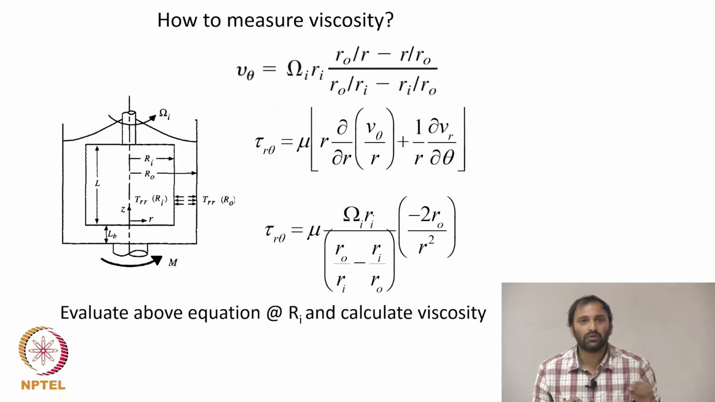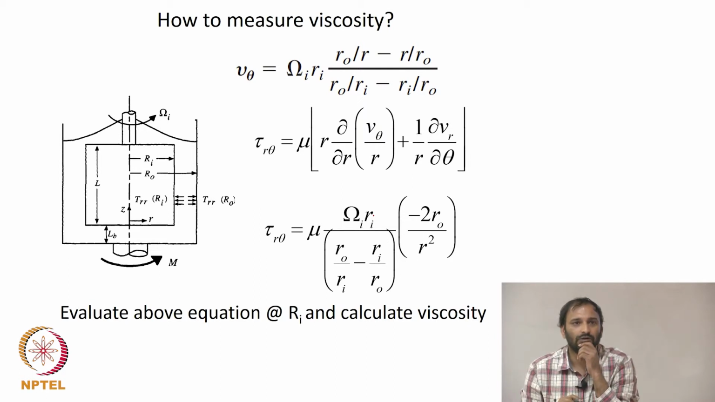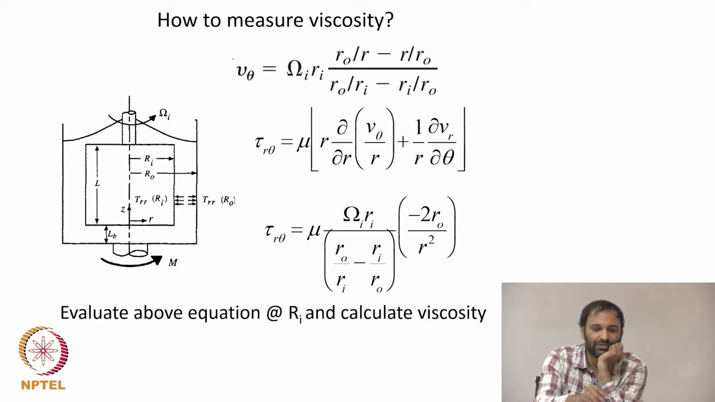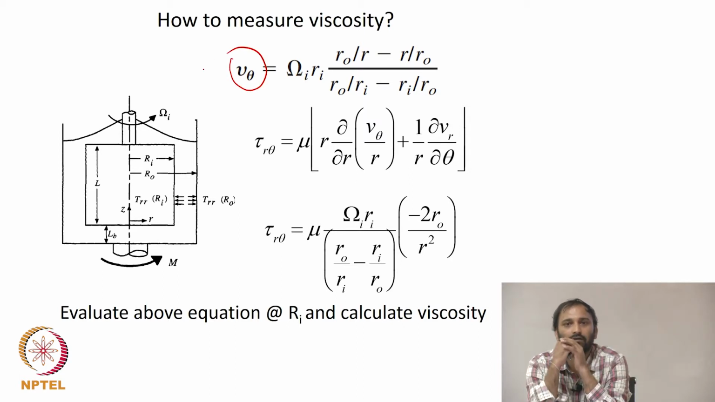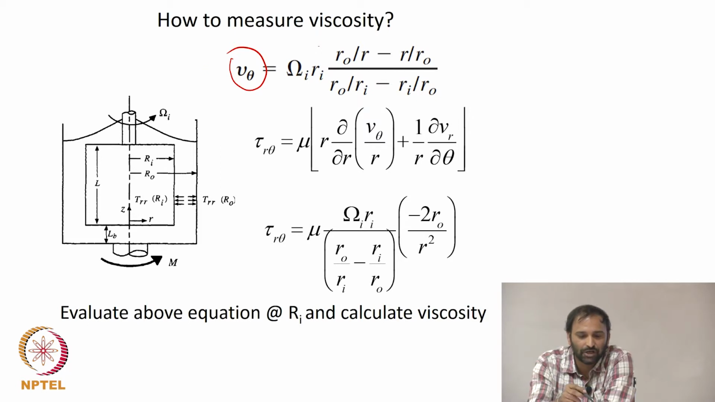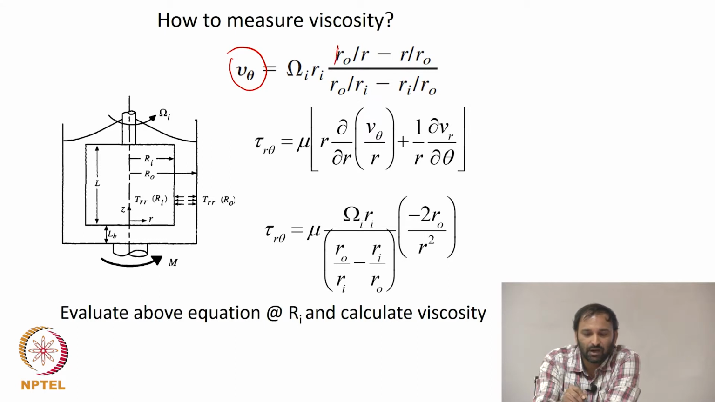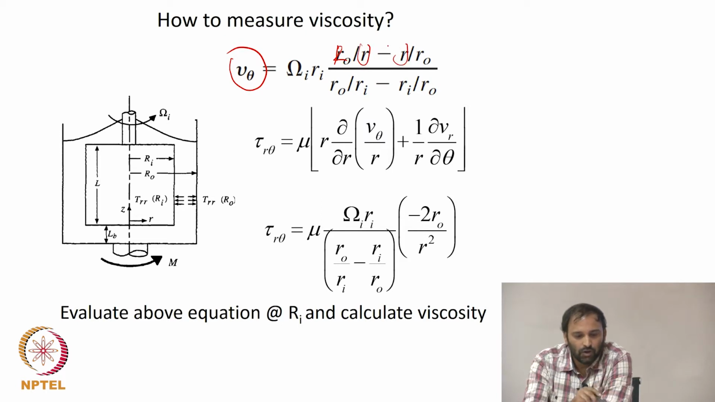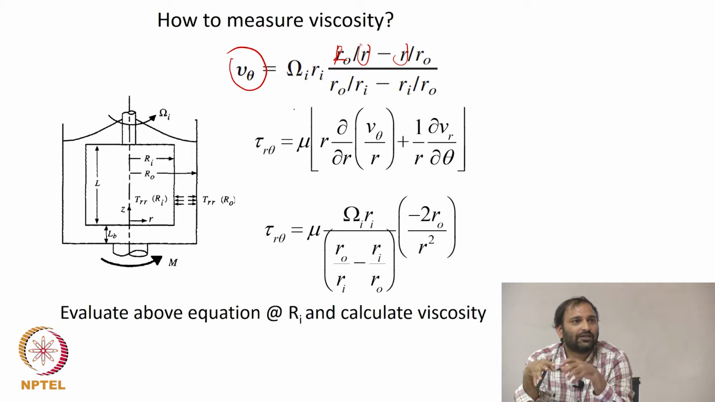Now, a couple of classes ago, you worked out an expression for v theta, yes or no? You did, right? And you got this expression that depends on, there's a mistake here, so it has to be capital R. So basically it depends on your rotation speed, the inner and outer radii, and your radius, as a function of r.